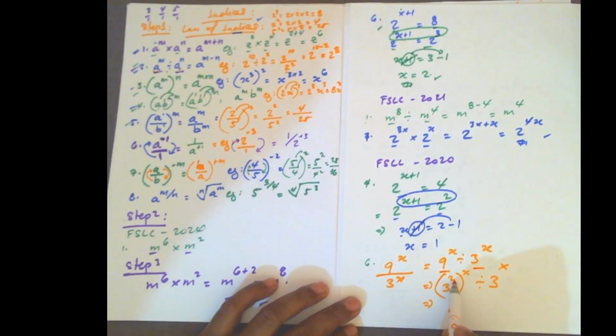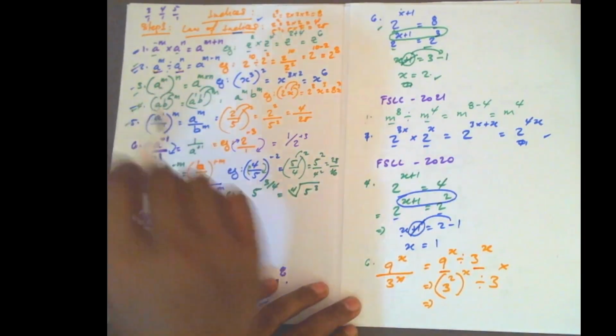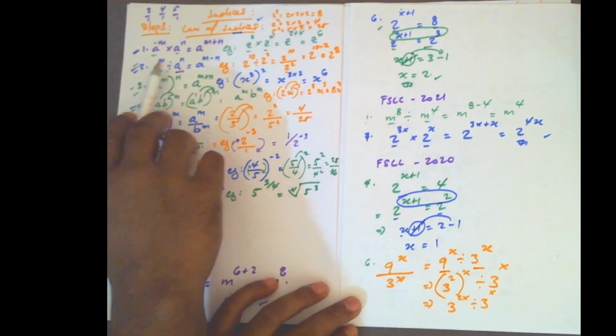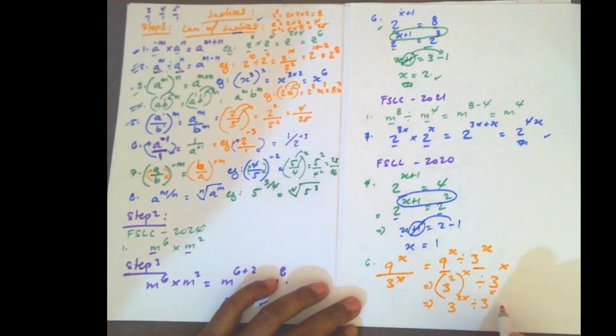Now, a power raised to another power, we multiply according to the third law. So this is 3 to the power of 2x divided by 3 to the power of x. According to the law, if we have the same base and divide, the power is subtracted. So let's subtract the power. This is 3 to the power of 2x minus x. That is the same as 3 to the power of 2 apples minus 1 apple is 1 apple, so 3 to the power of x.